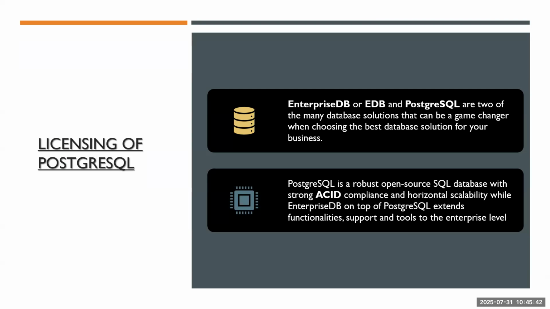In terms of licensing, as I told you yesterday, in the last session we discussed that there is an EDB database, technically Enterprise DB or EDB. EDB and Postgres are two of the main database solutions that can be game changers when you are choosing the best database solution for your business. In case you want the database along with support and some more additional features, we'll talk about those in the next slide.